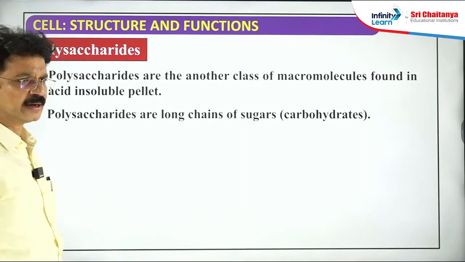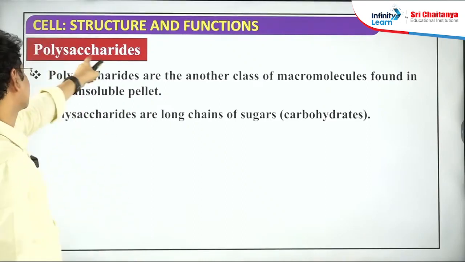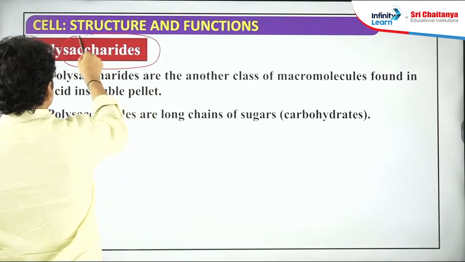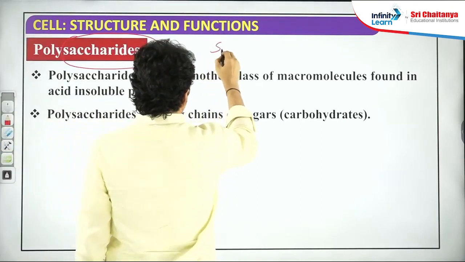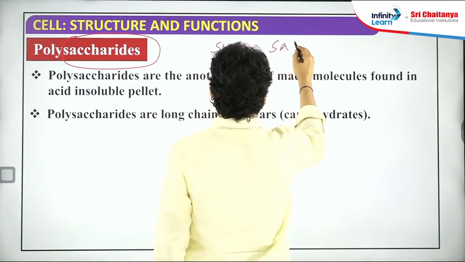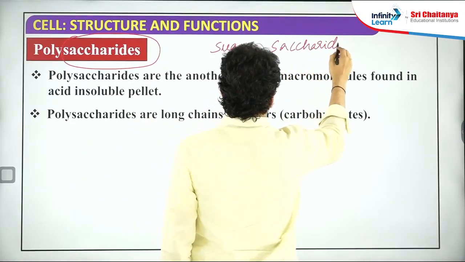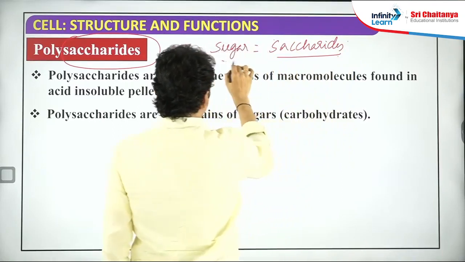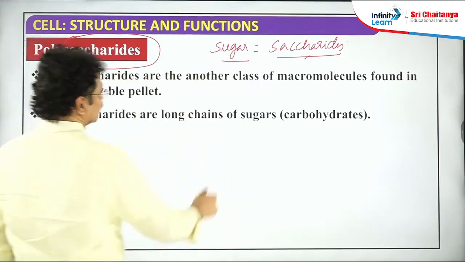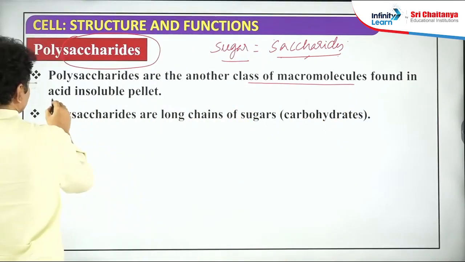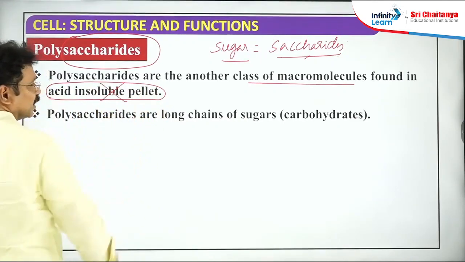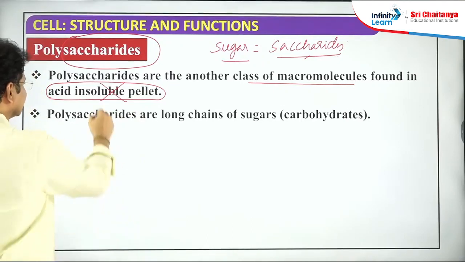Second biomacromolecule is polysaccharide. The structural units of this polysaccharide are sugar molecules. Sugar, English term. Saccharide, technical name or scientific name. If more sugars are joined with one another to form a long polymer, that is polysaccharide. It is another class of macromolecules found in acid insoluble pellet. No need to learn at this class. I will explain about it in next class.